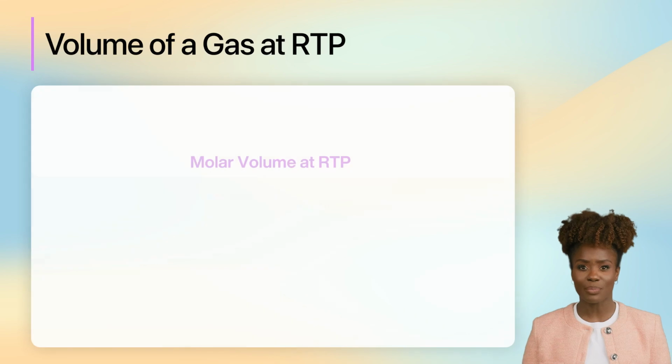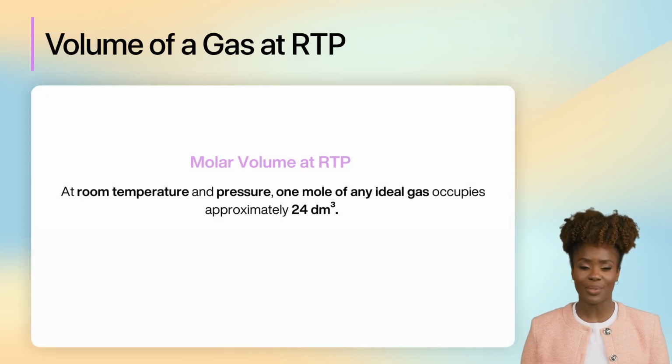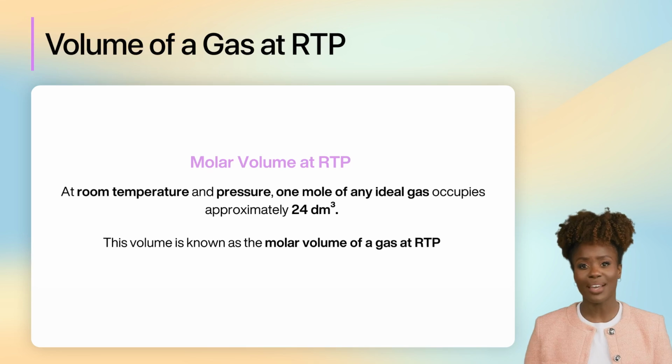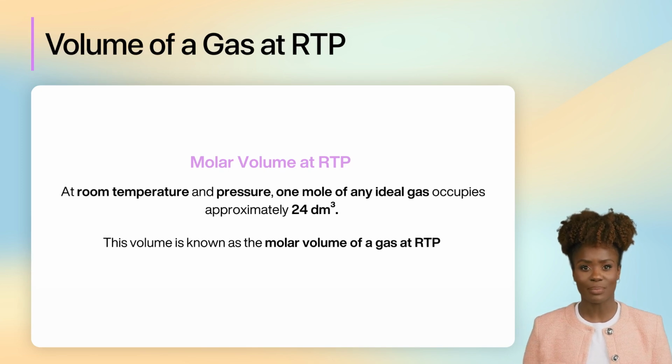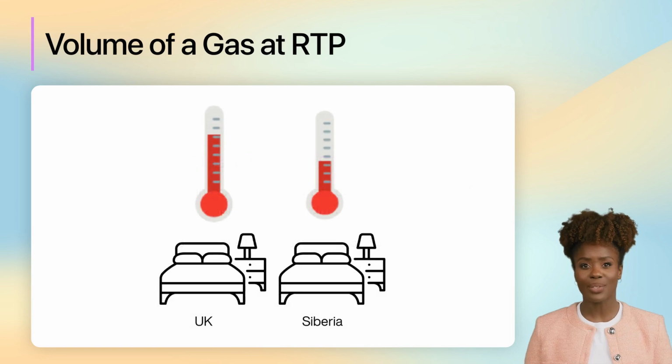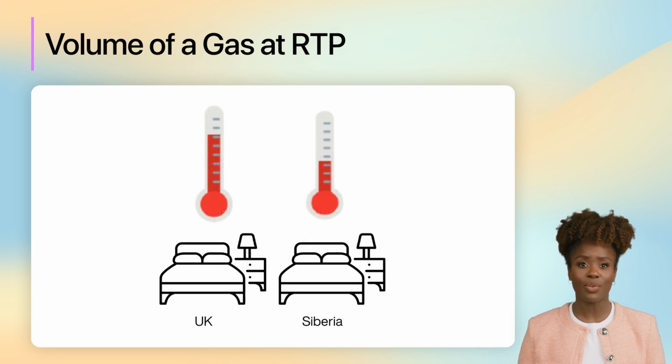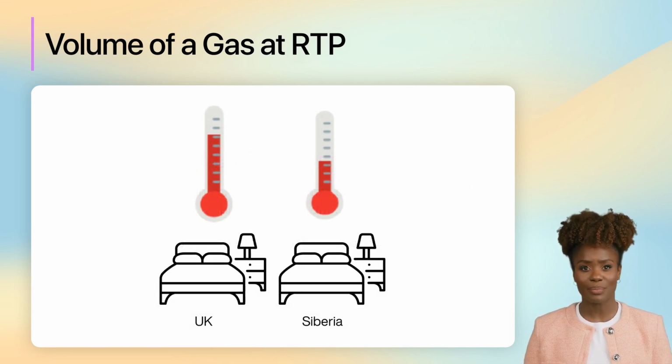At room temperature and pressure, 1 mole of any ideal gas occupies approximately 24 decimeters cubed. This volume is known as the molar volume of a gas at RTP. Before further explaining this, let us clarify what is meant by RTP. A room in the UK will have a very different temperature from a room in Siberia, so room temperature has a very specific definition in chemistry.